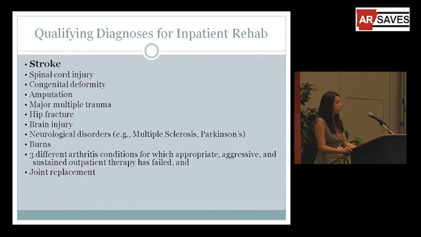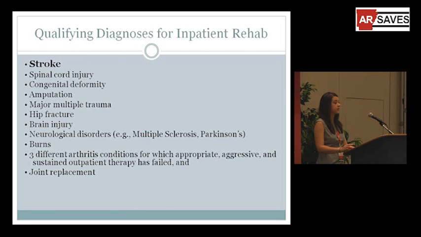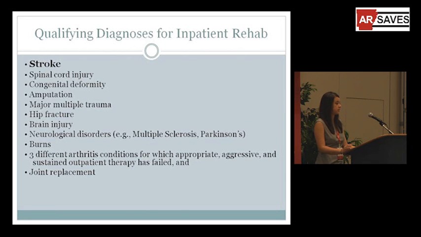And so for physiatrists and for inpatient rehab hospitals, you do have to have certain diagnoses to meet your inpatient rehab patient population. There's 13 diagnoses that are our qualifying diagnoses. We have to have at least 60% of our patient population be one of these 13 diagnoses, and stroke is our number one admission to most rehab hospitals in the nation. So it is a big deal to remember that stroke patients do qualify for inpatient rehabilitation for the most part.